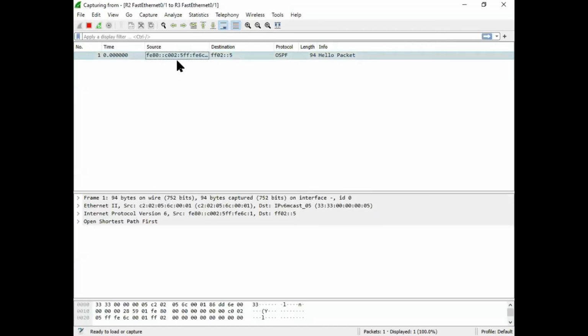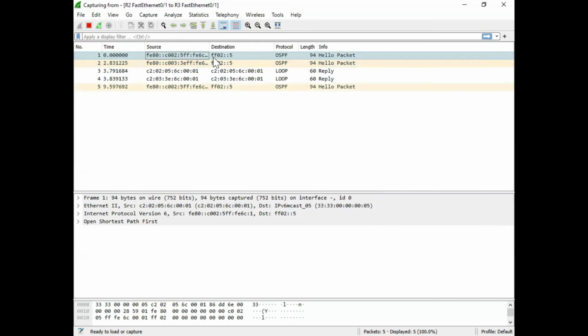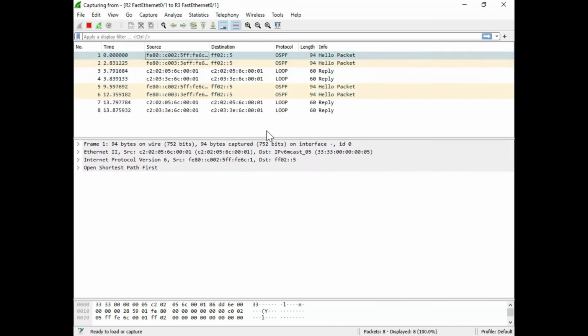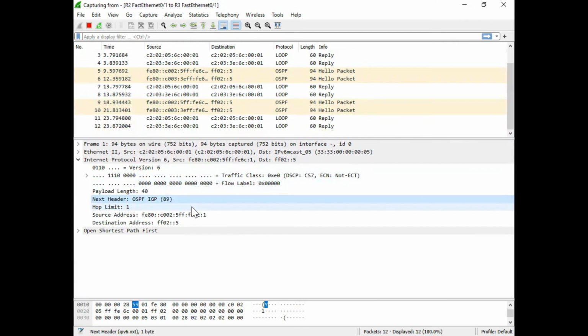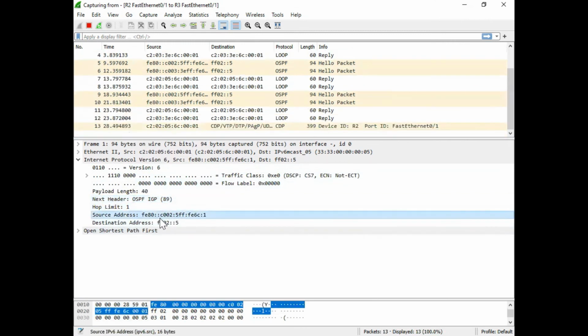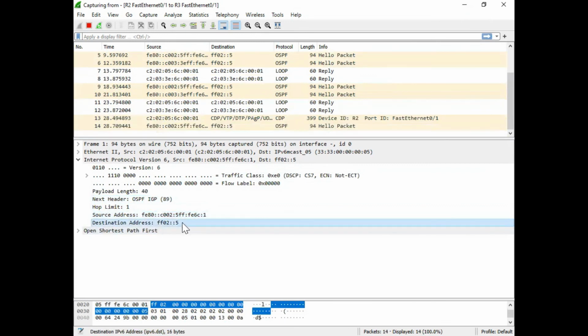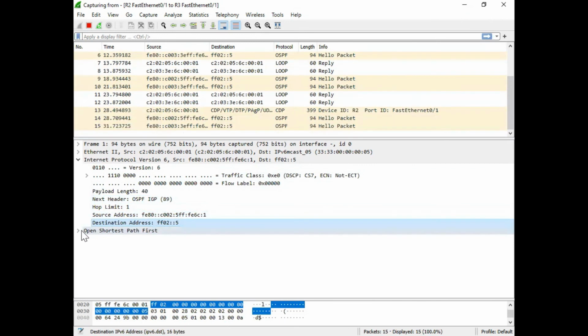If you see, it is sending to FF02::5. As I told you, if it is coming with FF00::/8, it is your multicast address. There is no broadcast over here, you can check in IPv4. This is your OSPF IGP protocol, again protocol 89. Source address is your link local. Destination address is your multicast address.